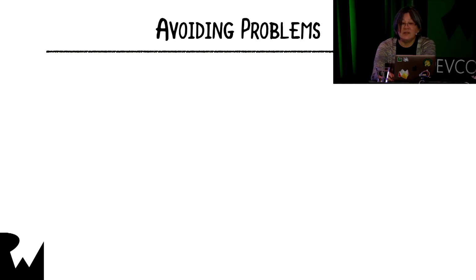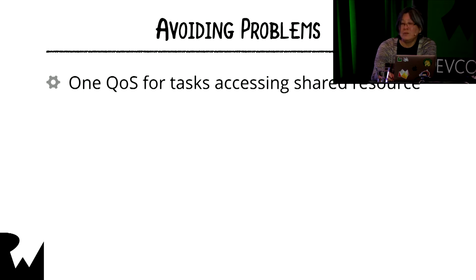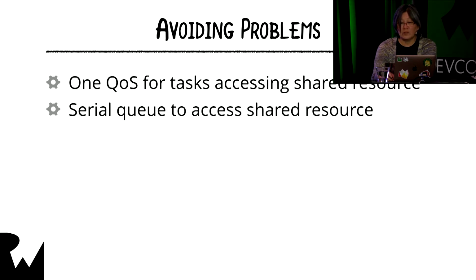So some general advice is to help prevent priority inversion, just use one quality of service level for any tasks that access a shared resource. And you can avoid race conditions by using a serial queue to restrict access to a shared resource. And you always have to be careful using synchronous dispatch because it blocks the current queue. And so if your task requires access to the current queue, then you're at risk of deadlock.